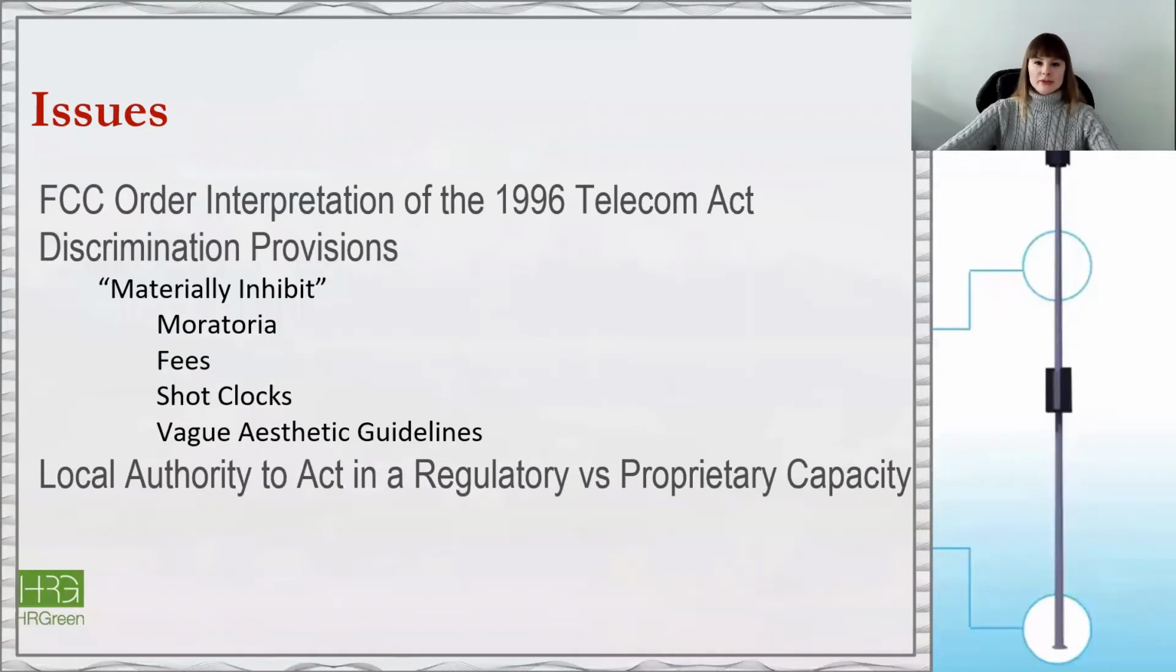The last one deals with vague aesthetic guidelines, which is the subject of the rest of this first part of the presentation.